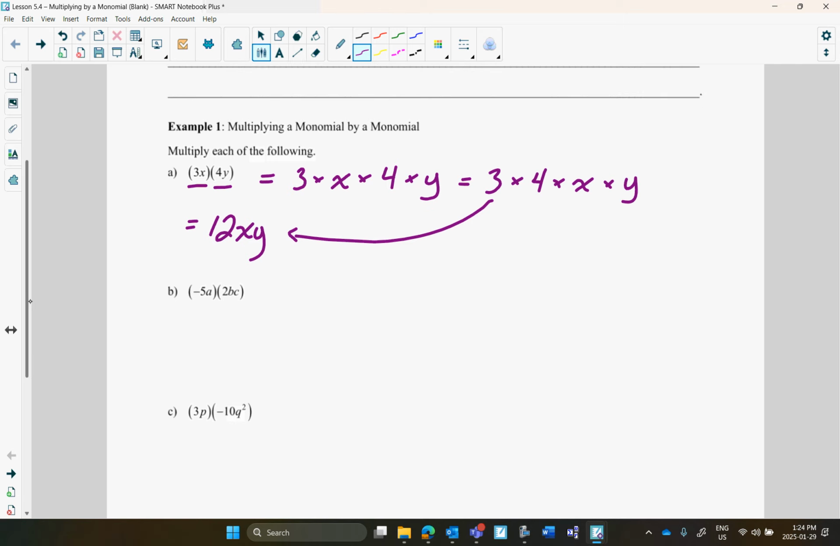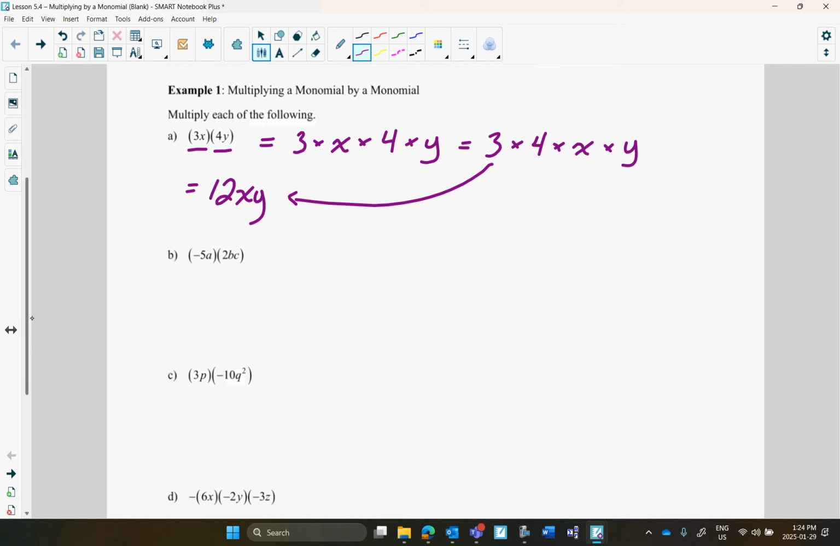What do you think the next one would be? Zara? Negative 10abc. Yeah. Multiply negative 5 by 2, and then times a times b times c. Does a, b, and c have to be in that order? Not necessarily. If you did cab, still the right thing, because when multiplying, the order doesn't matter. Yeah, good question.